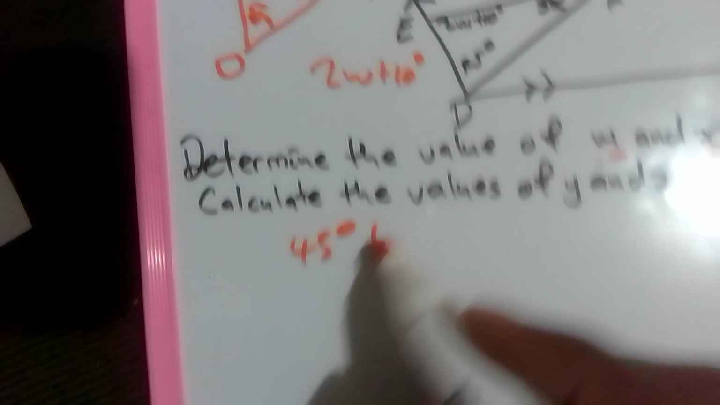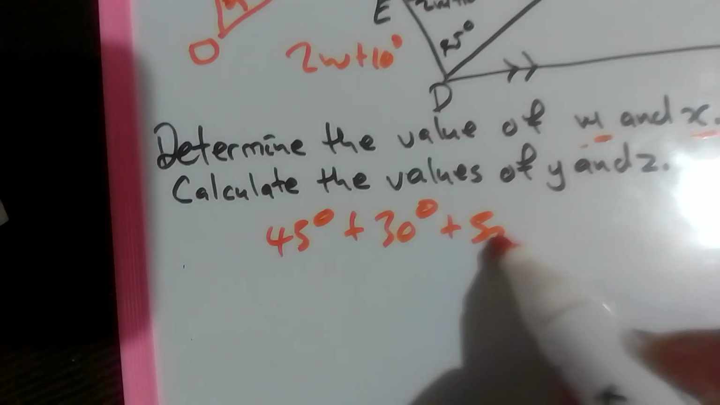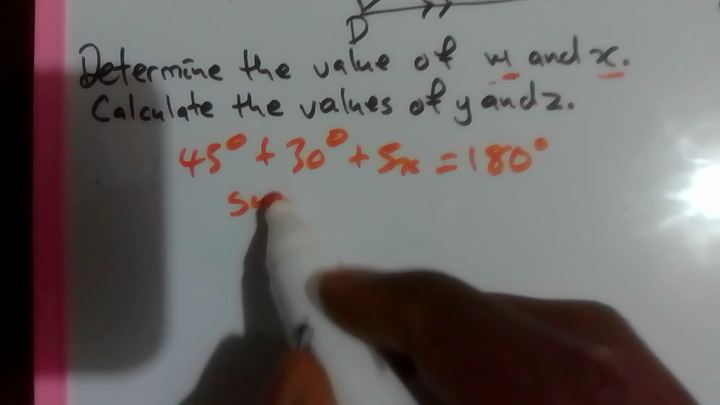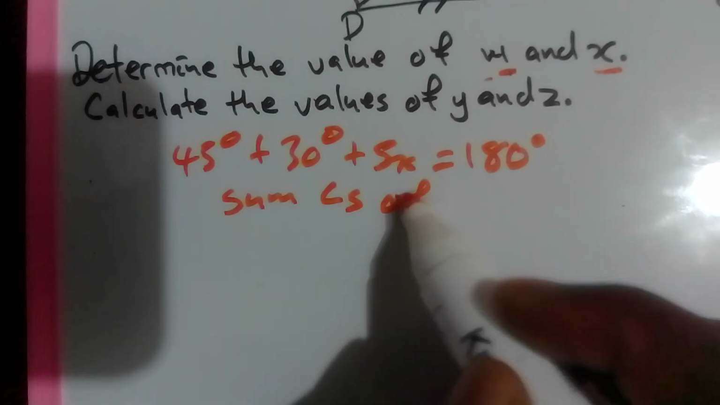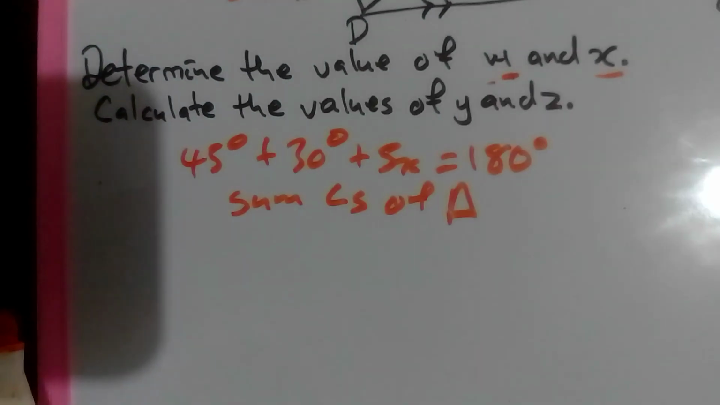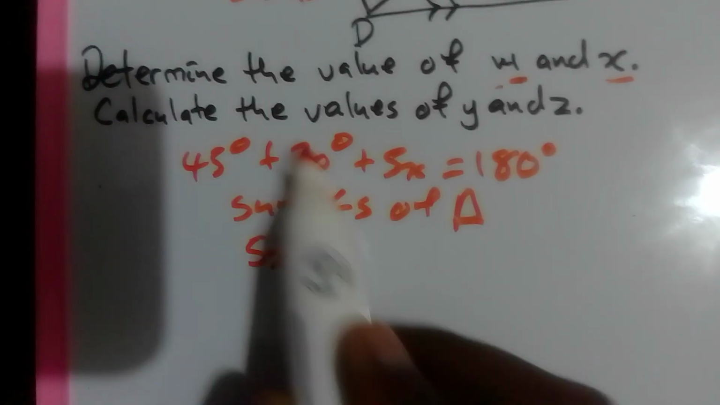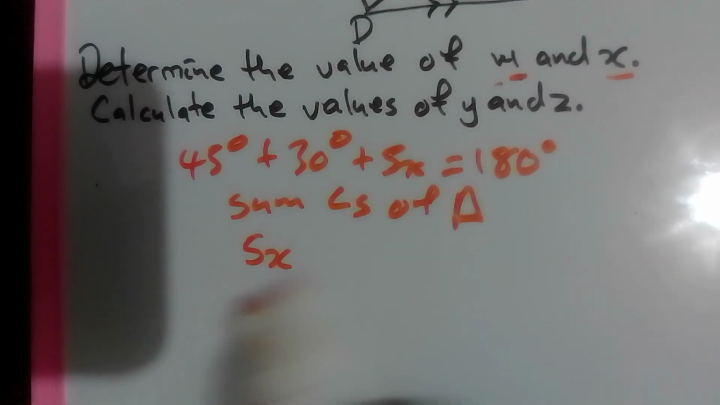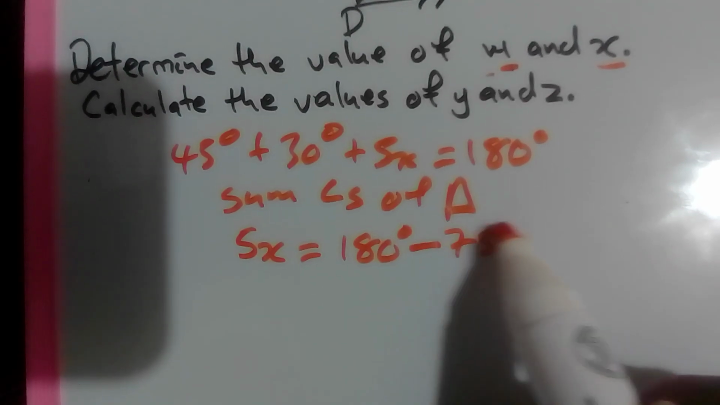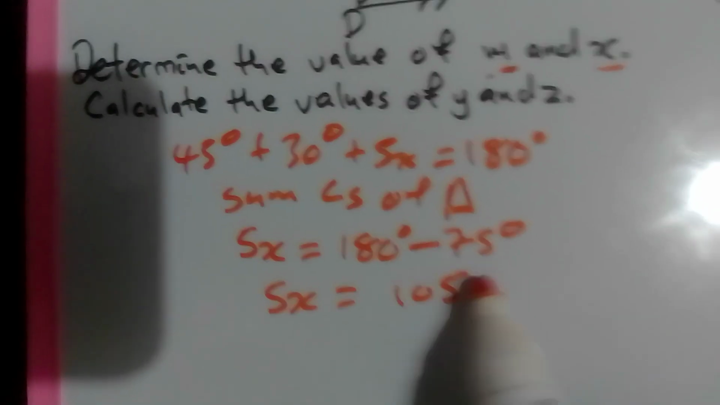So I'm now going to say 45 degrees plus 30 degrees plus 5x is equal to 180 degrees. My reason: sum of angles of a triangle. When I say 45 plus 30 degrees, what do I get? I get 75. So I've got 5x. Now I transpose this 75 to the right hand side. So I've got 5x is equal to 180 degrees minus 75 degrees. 5x is equal to 180 minus 75, it's 105 degrees.